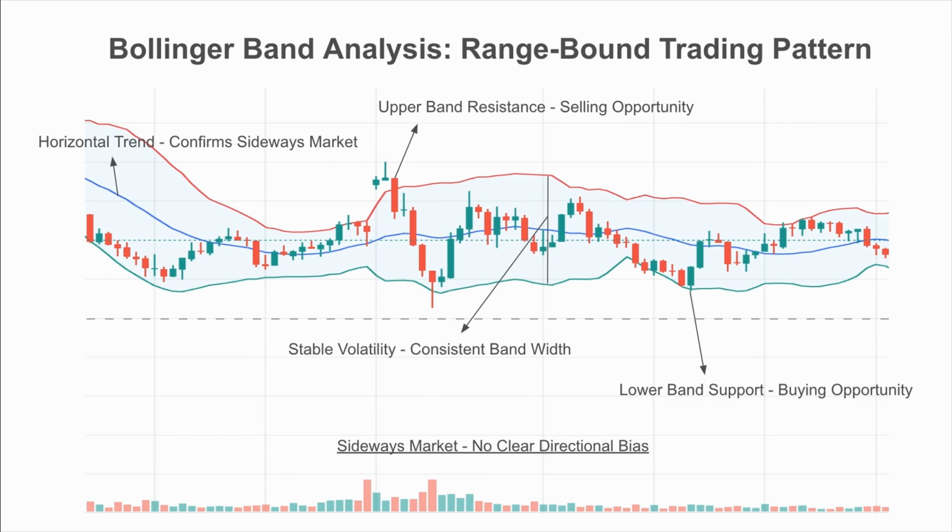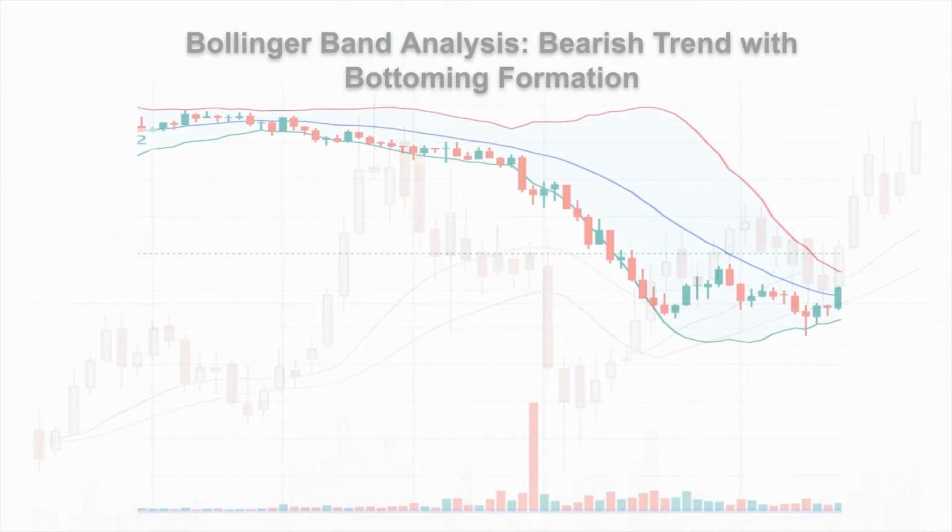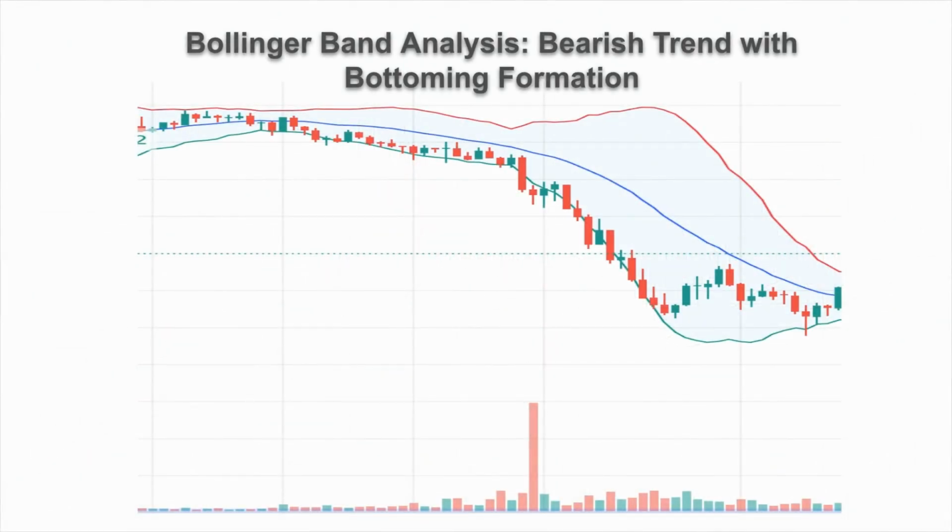Trading tip: in range-bound markets, consider buying near the lower band when bullish reversal patterns appear and selling near the upper band when bearish patterns form. However, always be prepared for an eventual breakout from the range. Our final pattern shows a powerful bearish trend followed by potential early signs of stabilization, a pattern that can offer both shorting opportunities and eventual reversal trades.